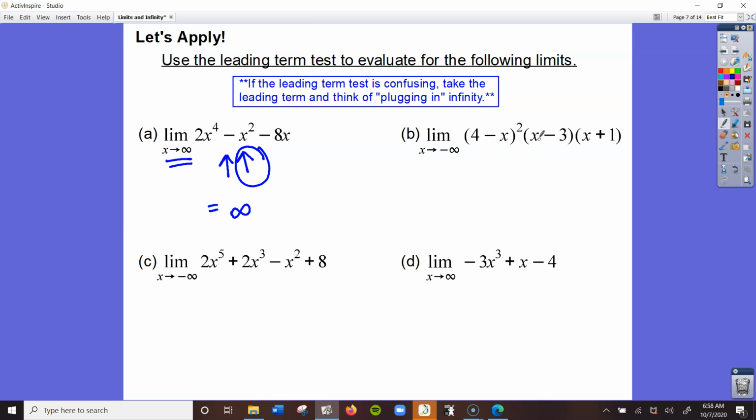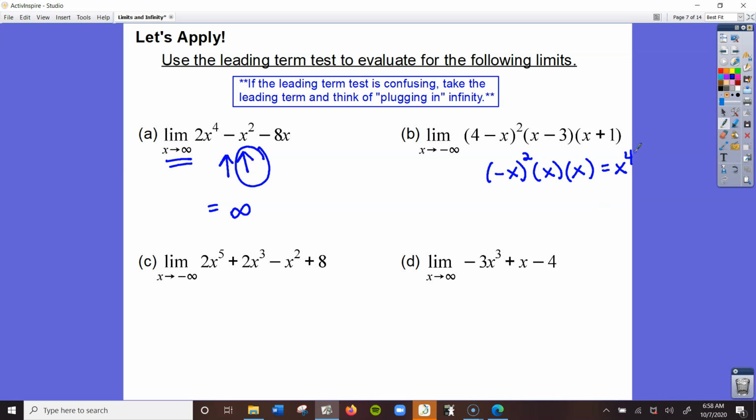Now for b, we have a polynomial type function, but it hasn't been multiplied yet. So instead of multiplying everything out, because that could take forever, what you do is you take the leading term of each factor. So we have negative x, and that negative x is being squared, times x from this factor, and then times another x from this factor. If I multiply everything together, negative x squared becomes positive x squared times x, which gives you a leading term of x to the fourth.